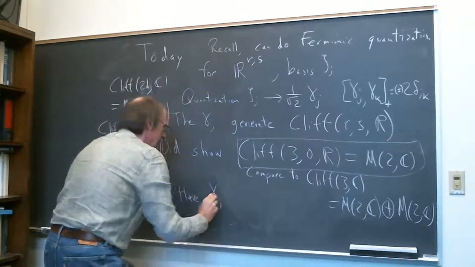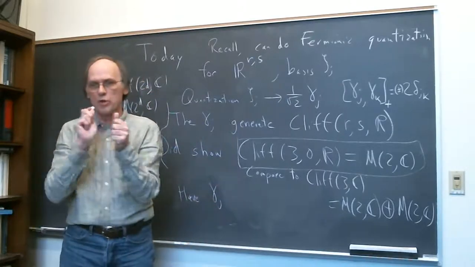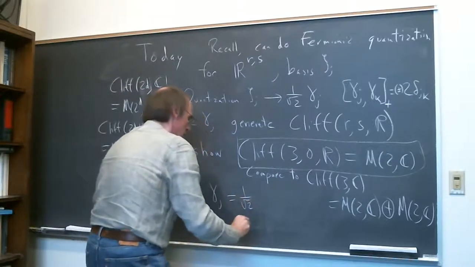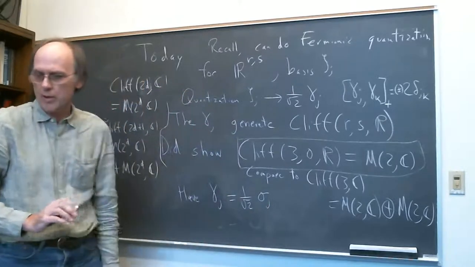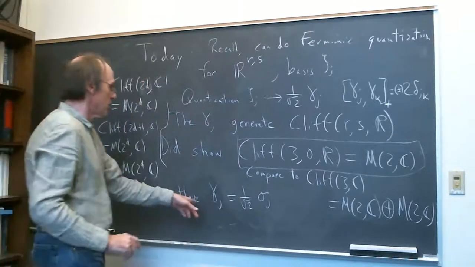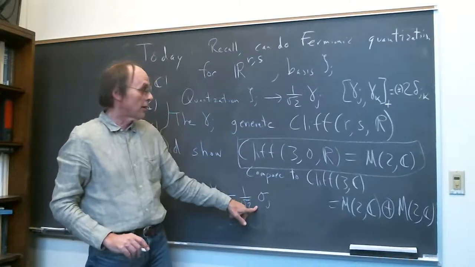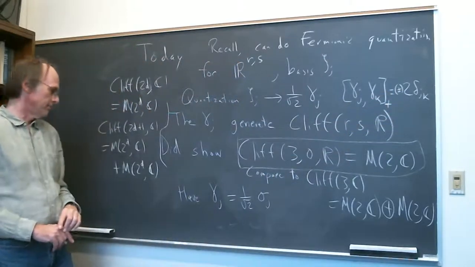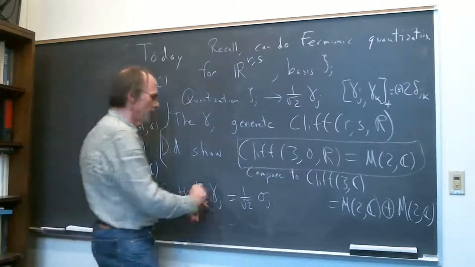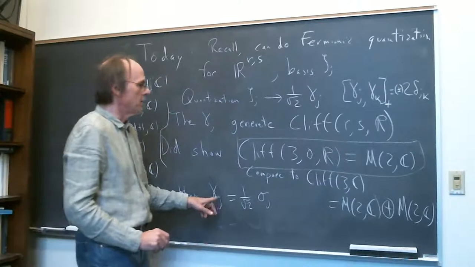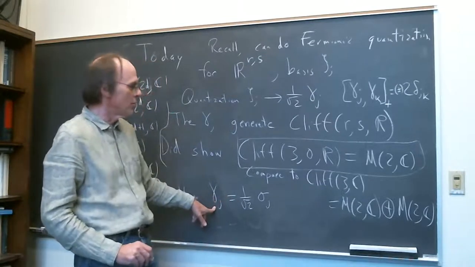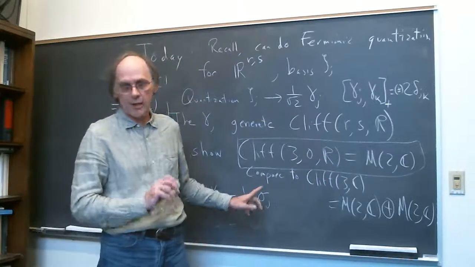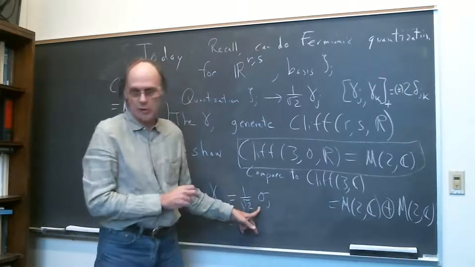And here, you can define the gamma J's. The gamma J's are going to be, for J equal to 1, 2, and 3, and you can define them just to be 1 over the square root of 2 times the Pauli matrices. I think I got that. Yeah. So you can see that the Pauli matrices satisfy these relations with the pluses there, if I've done this right. And then just looking at the gamma J's, they give you the Hermitian 2x2 complex matrices.